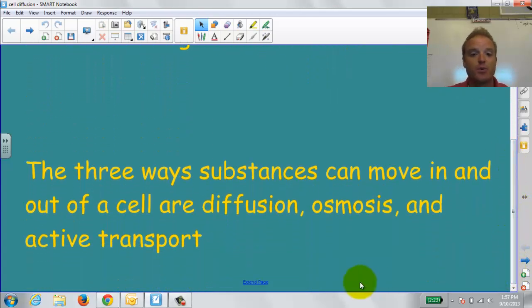Now there are three ways that substances can move in and out of a cell, and they are diffusion, osmosis, and active transport. We're going to look more closely at these three different ways things move in and out of a cell in the next few slides.